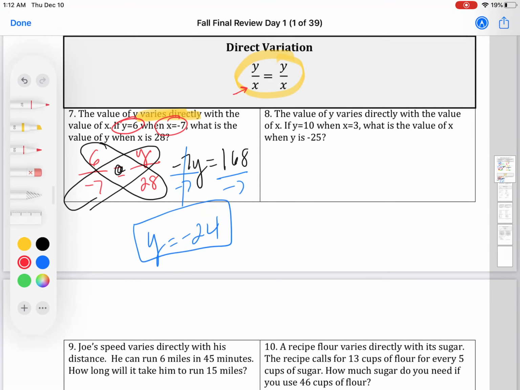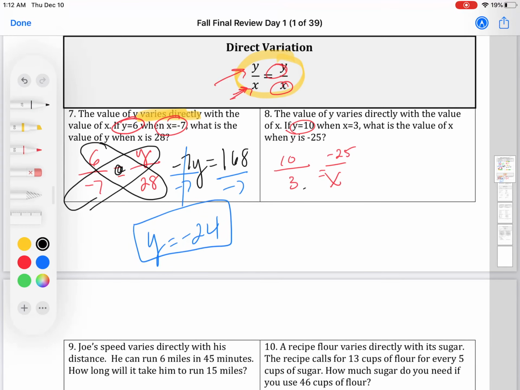Okay, let's try another one like that with number 8. So number 8, I see the phrase varies directly, so that means I need to use direct variation. The formula says start with my y value. My y is 10. Then your first x value, my x is 3. The question is, what is the x, which is the bottom? What is the x when its y is negative 25?